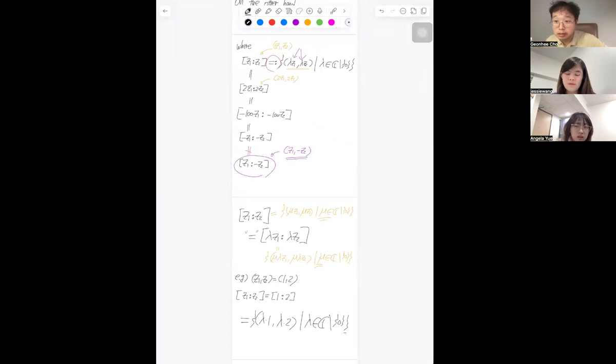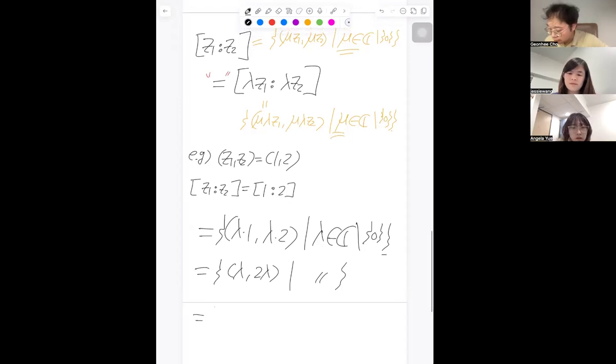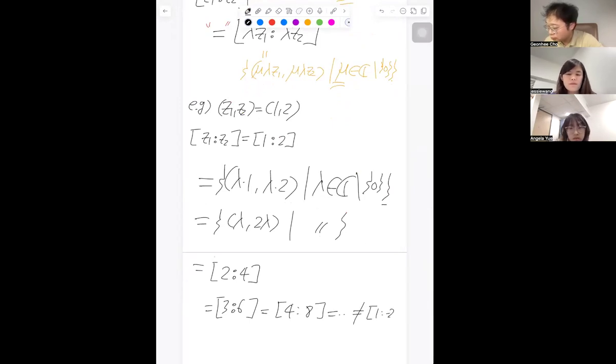Are you with me? So this is the same as the collection of the pairs consisting of lambda with 2 lambda, with the same condition. Are you with me up to here? Please follow this part by yourself, otherwise let me know. It's completely fine. So for example, we multiply by 2, and eventually this is the same as 2 versus 4, 3 versus 6, 4 versus 8, and so on. However, this is not the same as 1 versus negative 2. That's not possible.